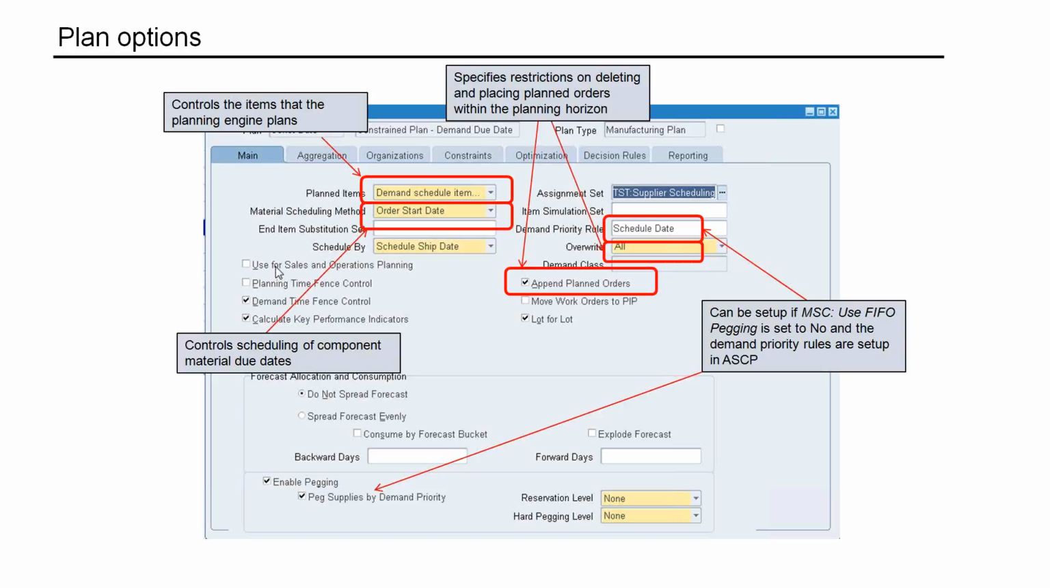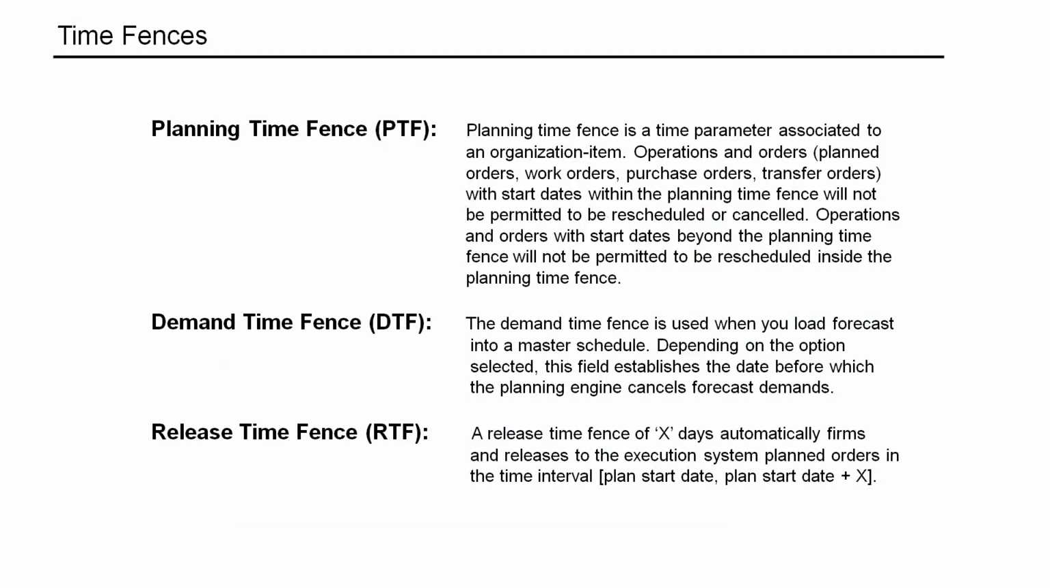Going ahead with the planning time fence, as I said, the planning horizon is the time fence within which the planning happens. But the planning time fence is a period wherein the business does not want to release any planned orders.